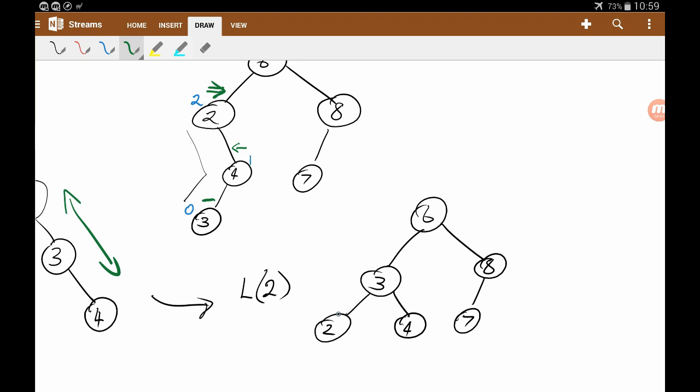And we see that 2 is balanced because both its children have height -1. 4 is balanced because both its children have height -1. 3 is balanced because both its children have height 0. 7 is balanced. 8 is left heavy, but the difference is only 1. The left side has height 0. The right side has height -1. So we're fine.